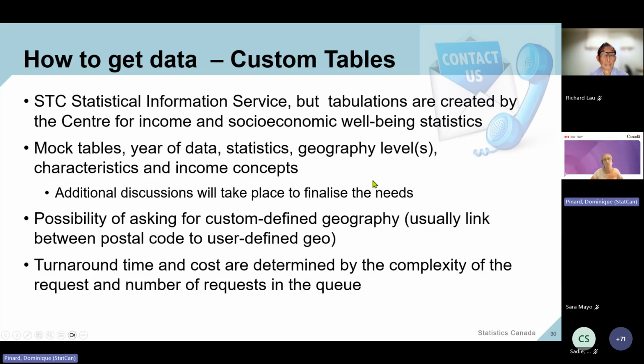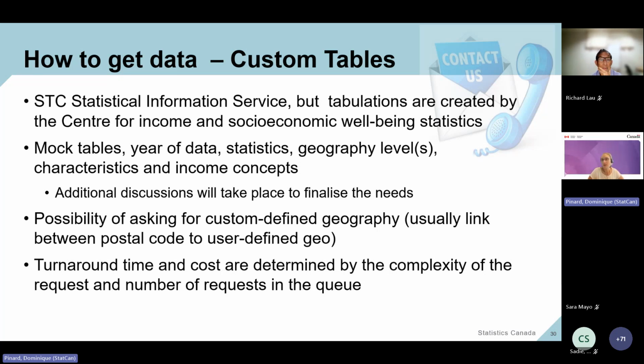Another way to get the data is to order custom tabulation. These are more complex. It's for someone who knows what they are looking for, in that they have a goal to get data tabulated, but they just don't know how to get that. So there would be exchanges between StatsCan and the users, and a mock table would be built so that we can agree on what is contained in that table. It's really very user-defined tables. The cost is usually higher, as you might imagine, because it requires a lot more work on our side, and it becomes more expensive as the complexity and the number of years increase.